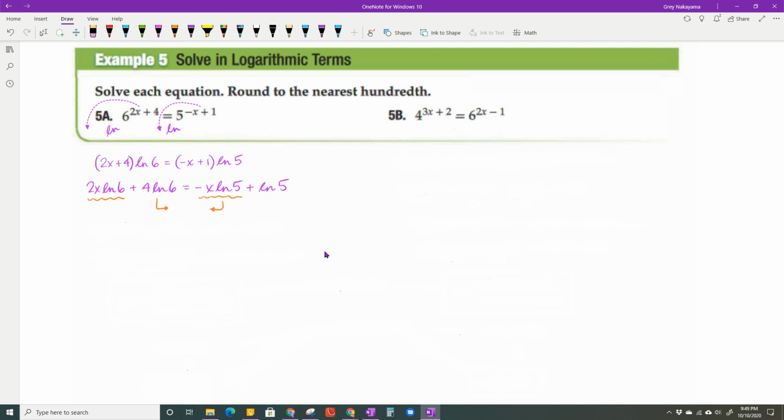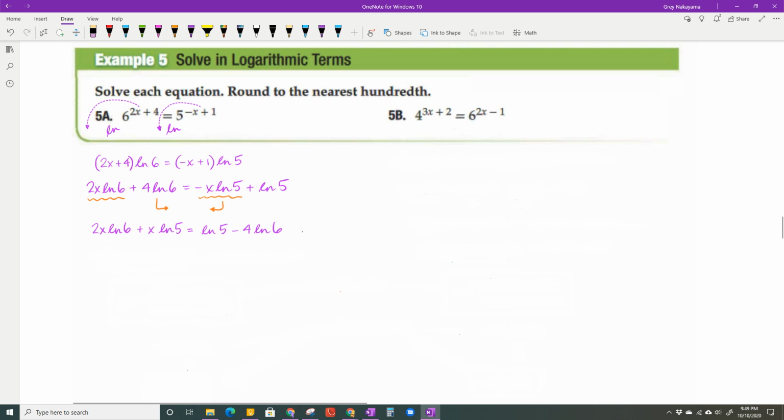So I cannot combine these, y'all, in any way, shape, or form. So I'm just going to have 2x ln 6 plus x ln 5 equals ln 5 minus 4 ln 6. That's how we're moving things, okay? Because how do you get this to the other side? You add. How do you get that to the other side? You subtract, okay?